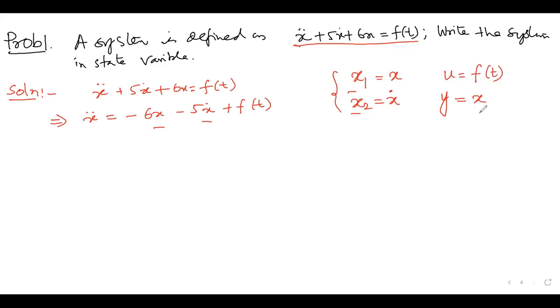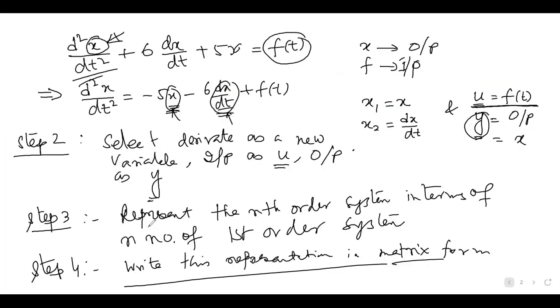Okay, so this is step 1, and this is step 2, and then step 3. So what is step 3? It says that you represent the nth order system in terms of n number of first order equations.